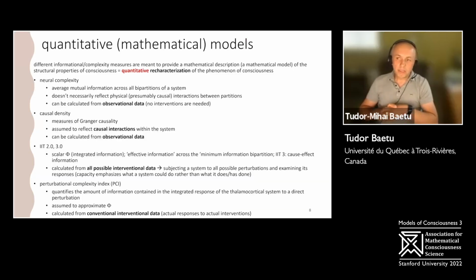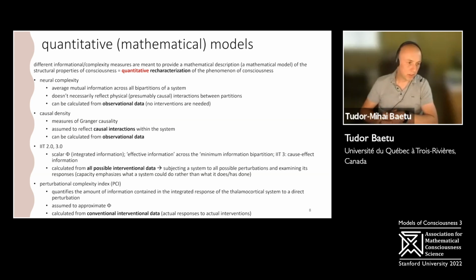Now, in terms of the quantitative models, which informational measure in the end best captures all the structural properties of consciousness? Well, there are many proposals on the market. I listed a couple. This is not an exhaustive list. They vary in the way that the complexity is measured. What I highlight here in particular is how exactly these indexes of complexity are calculated. What do they require from an experimental point of view? Is it possible to calculate them based on observational data alone?